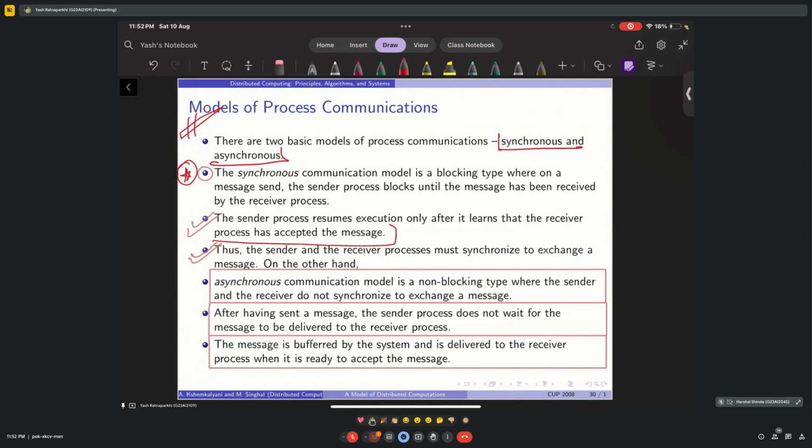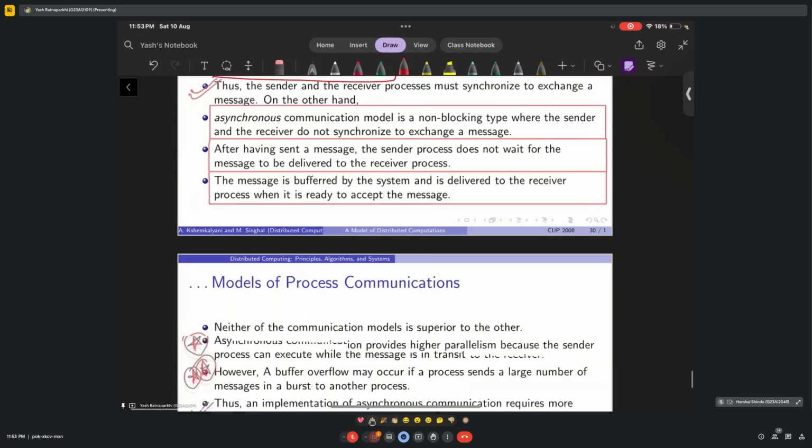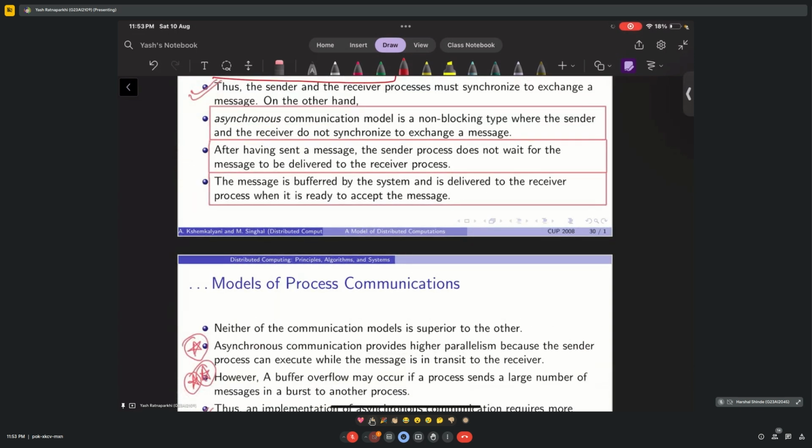Okay, what is asynchronous? An asynchronous communication model is a non-blocking type model where the sender and receiver do not synchronize with each other. That means after having sent a message, the sender does not wait for the message to be delivered to the receiver. The message is buffered by the system and is delivered to the receiver when it is ready to accept. Understood? Synchronous and asynchronous समझ में आ गया सब लोगों को? Are you able to get it?